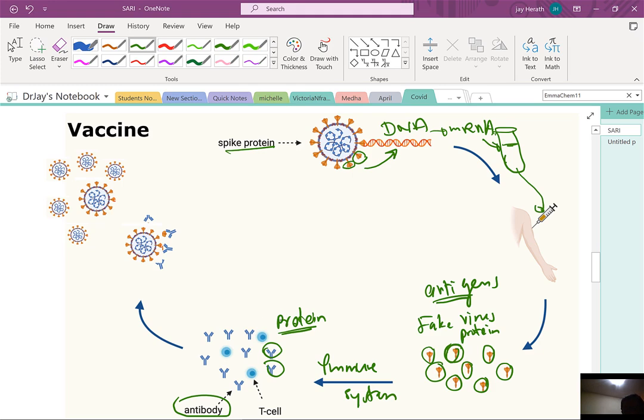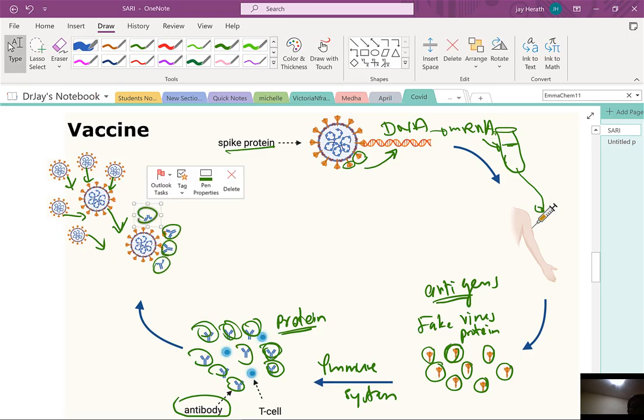We produce these in the body in the millions. The more, the better. Over time, it will make more and more, right? Now when these viruses come into the body, these antibodies go and bind to the virus, and it neutralizes the virus. So no more infection, right? That's how it should work.